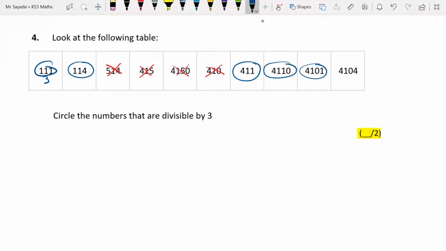And finally, 4,104, when you add up the digits, it adds up to 9, so that is also divisible by 3, because 9 is divisible by 3. Pause the video while you mark your work and press play once you're ready to move on.